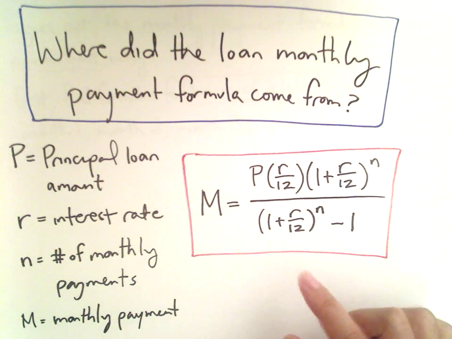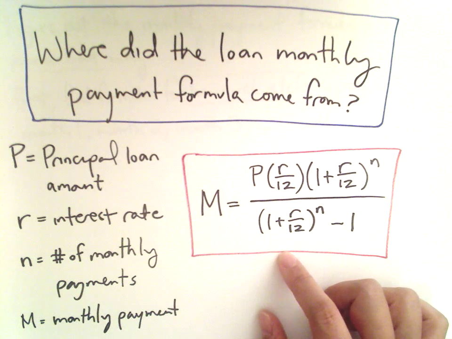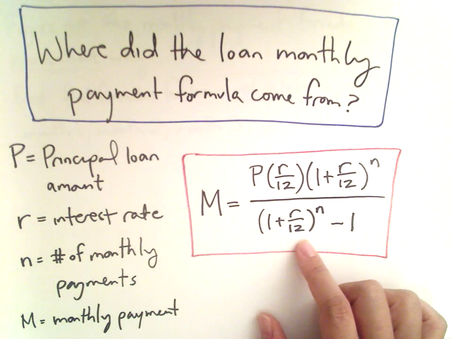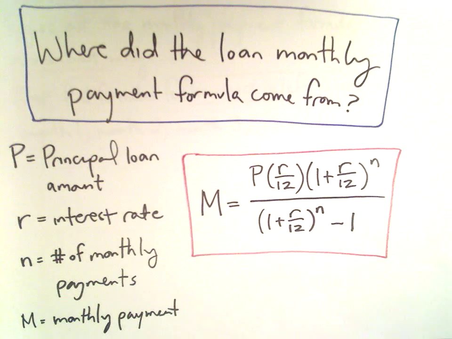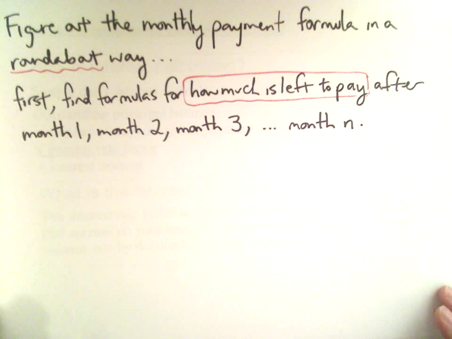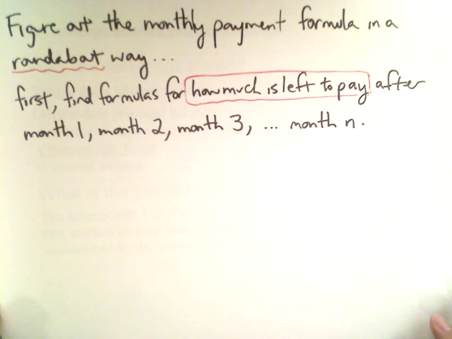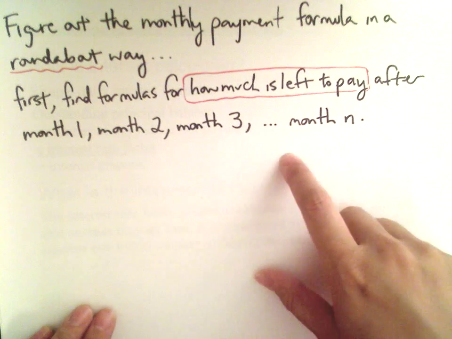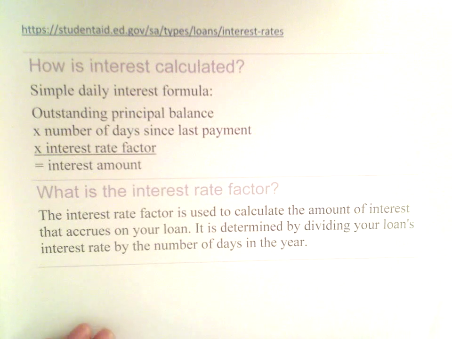So the point of this video is to figure out, where does that loan monthly payment formula come from? And the way that we're going to do it is in a roundabout way. We're going to first find formulas for how much is left to pay after month 1, month 2, month 3, all the way out to month N. And then we're going to manipulate that, solve for M, the monthly payment, to get that formula. So we are going to find out this information here.